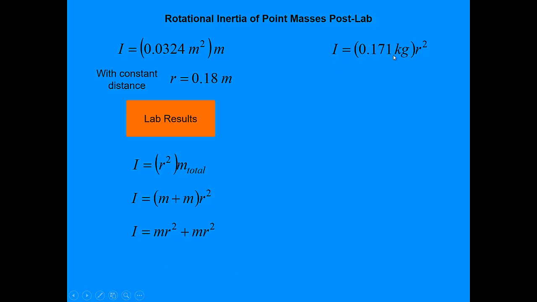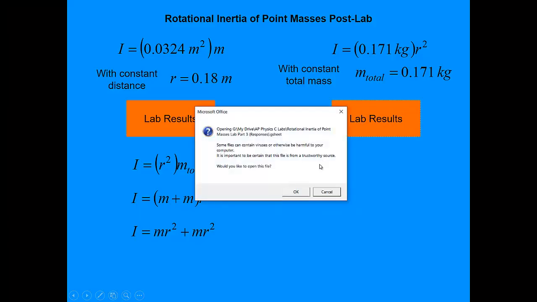Here we had a theoretical slope that I said was about 0.171 kilograms times r squared. You kept the total mass at about 0.171 kilograms. Can you tell what this slope is supposed to be? Well, let's check out the data anyway. Again, this is several years worth of data.